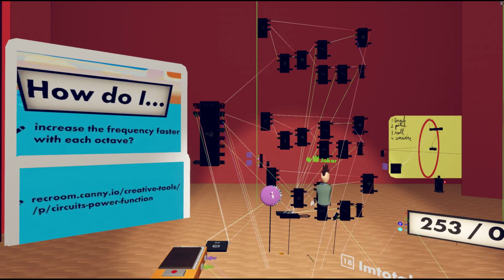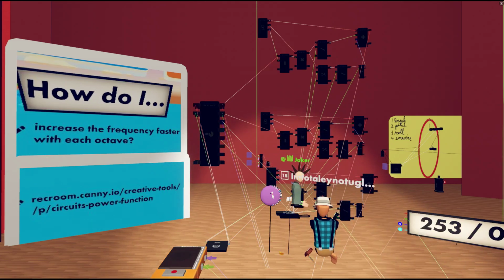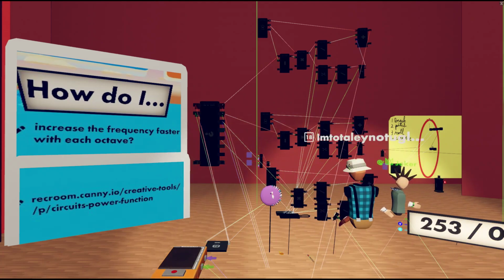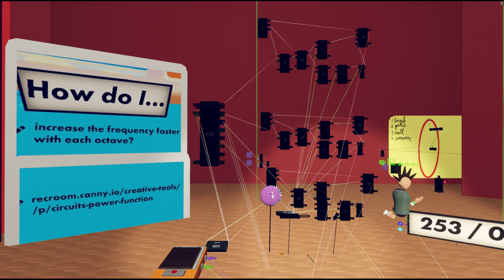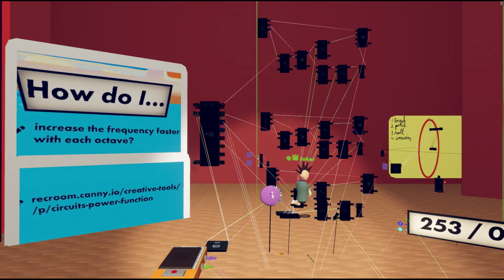I segued into this from the rounding circuit, by the way, because I have to do a lot of division with this, and I really, really wanted the frequency to be as accurate as possible. In order to get rid of the rounding errors as much as I could, I used this rounding circuit.